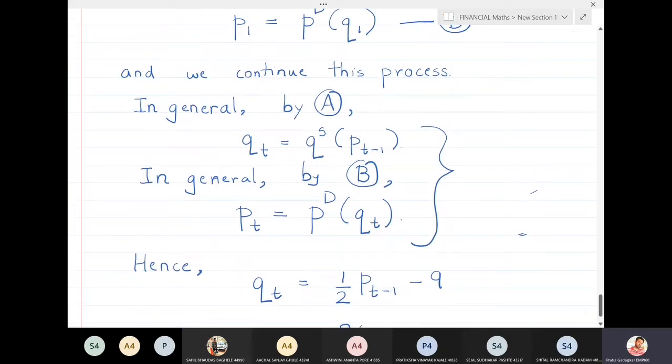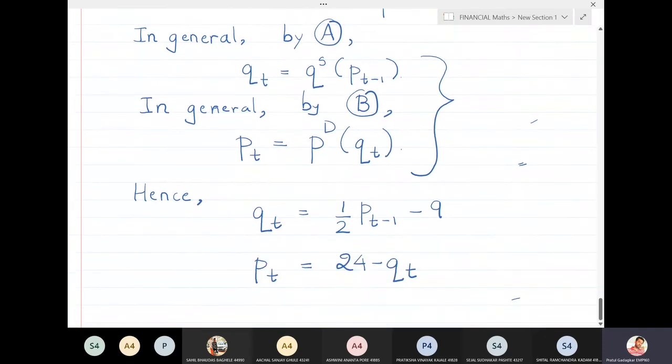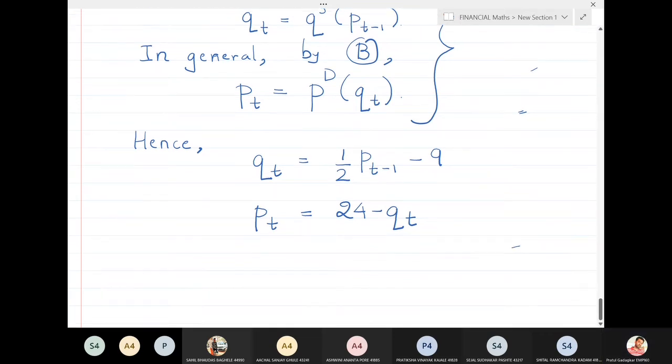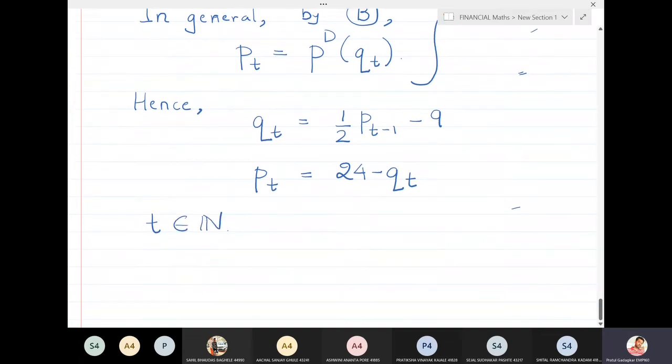And then we will write these relations, because these relations are obtained from the Cobweb model. Then we will write down our problem: what is QS, what is PD, and we will substitute here. Now, I will look at these two equations. This T is representing a natural number. We have a habit of writing natural numbers by N, so we'll just replace T by N. It will look simple for us.